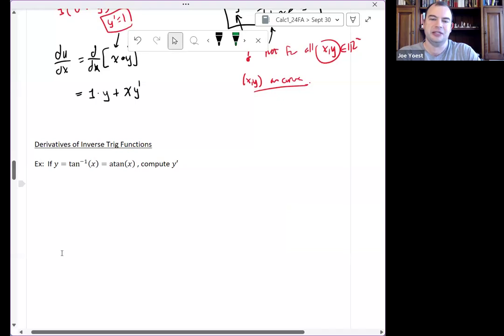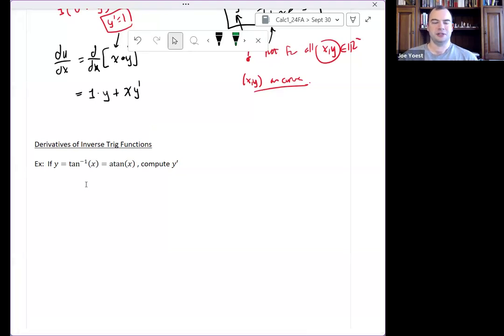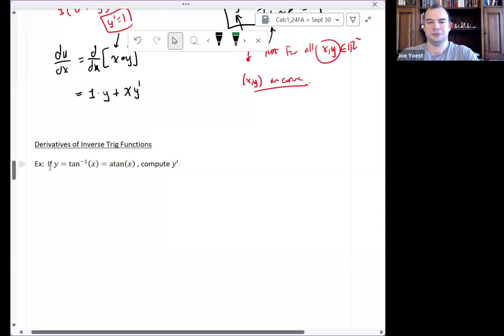Okay, so let's move on then to derivatives of inverse trig functions. Here we're going to introduce an idea that we can leverage alongside implicit differentiation to take derivatives of inverse functions. So let's consider y equals arctan x, or the inverse tangent of x. Note that this is not 1 over tangent of x. This is the inverse tangent of x. And we want to compute y prime.